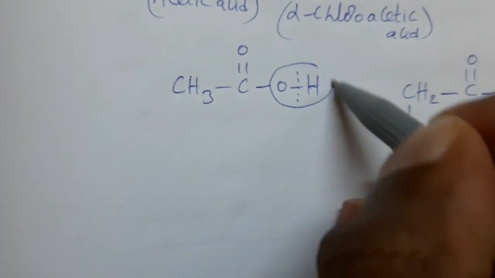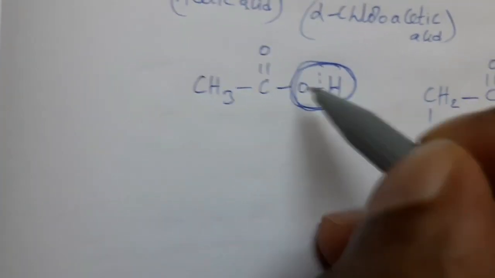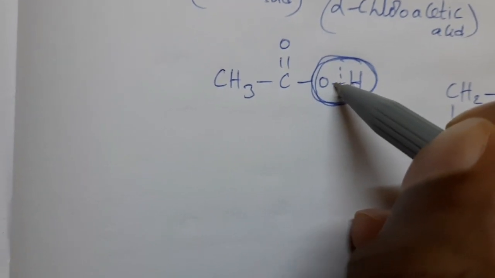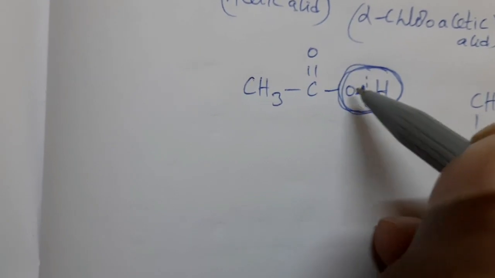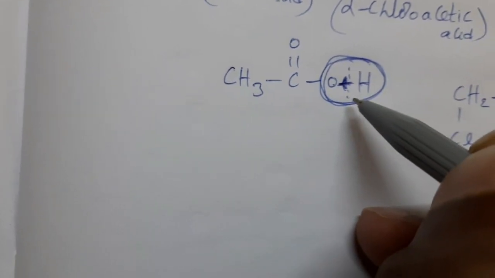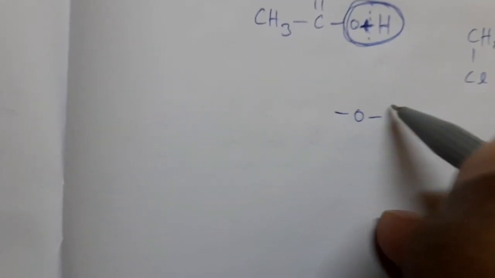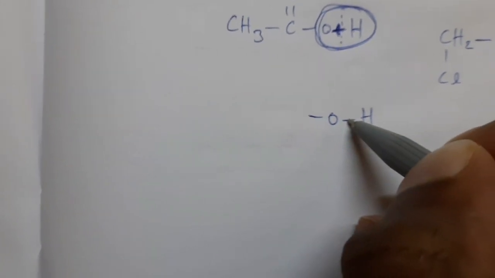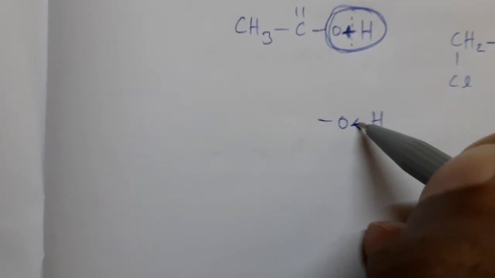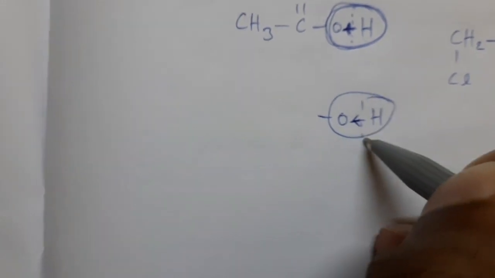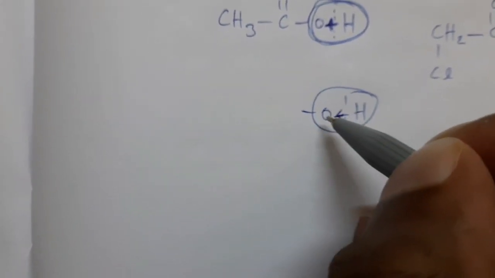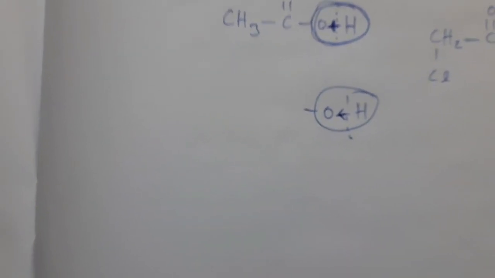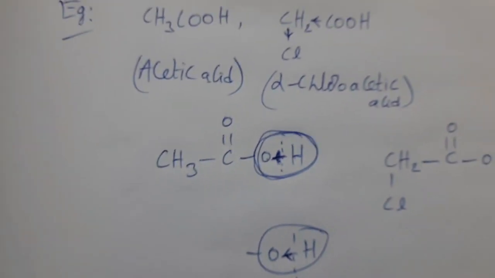When this bond becomes weak, this bonding electron pair is closer to oxygen, then we can break this bond easily. If this bonding electron pair is more closer to oxygen, we can break this bond easily. If it is not closer to oxygen, breaking is difficult. Understand? Now come to these compounds.